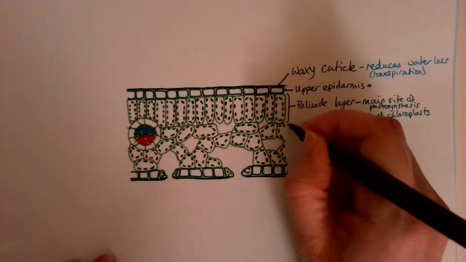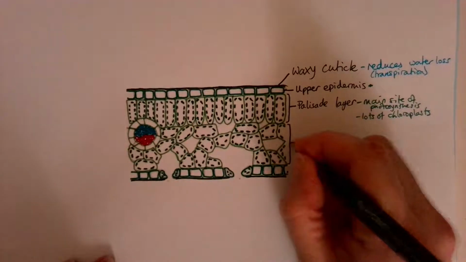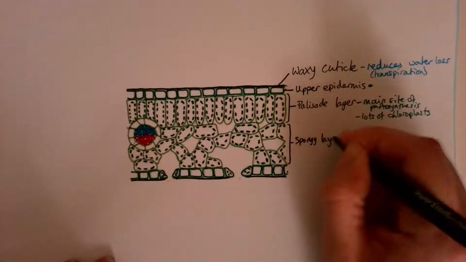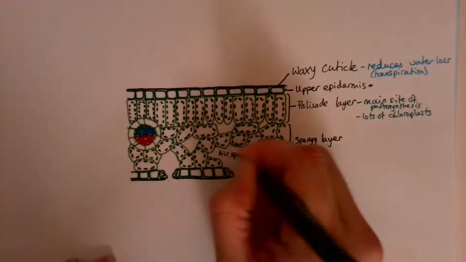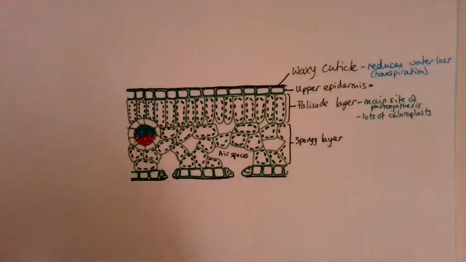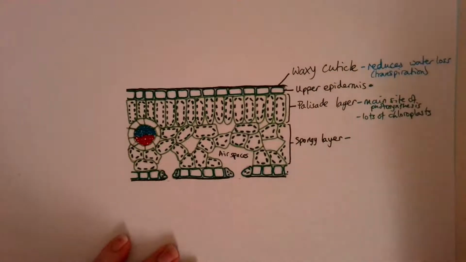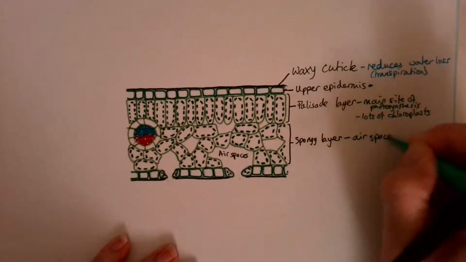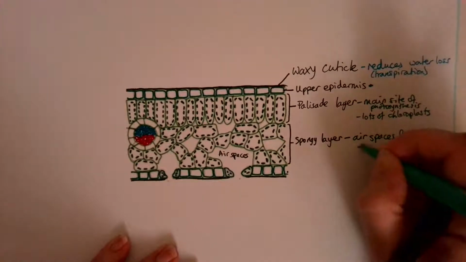Underneath that we have a similar section here. This is called the spongy layer. And it's called that because of these air spaces that sit within it. And the spongy layer is all about gas exchange. So those air spaces are linked to gas exchange, which is what we're going to go on to in a second.